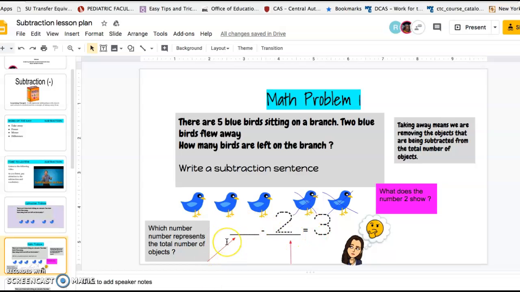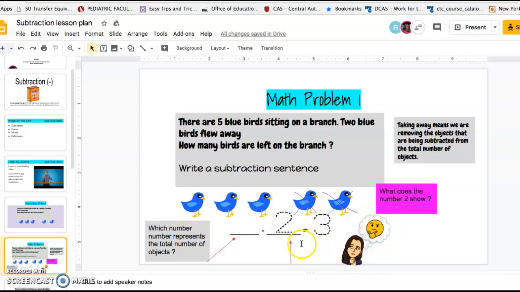Students will be able to understand what the total number of objects is. As I can see in front of me, I see 5 blue birds. Where I'm pointing to this arrow shows the total number of objects. Now, what am I taking away? I'm crossing out the objects that are being taken away. There are 2 birds that flew away. How many I have left is the leftover objects after the birds have flown away.